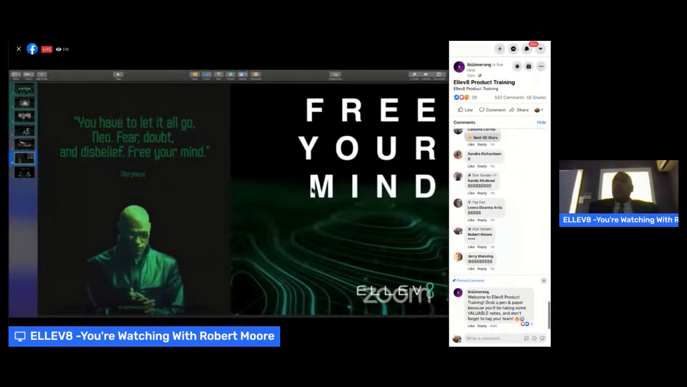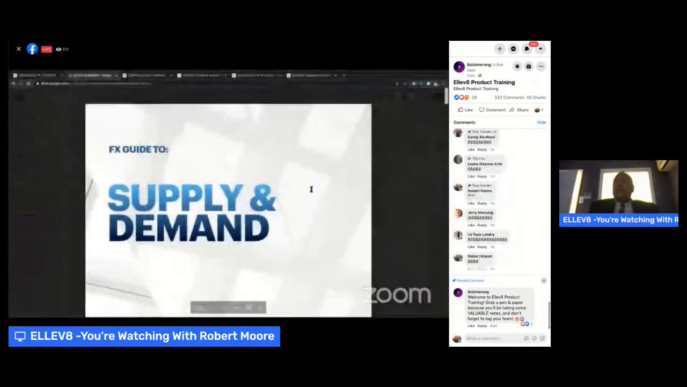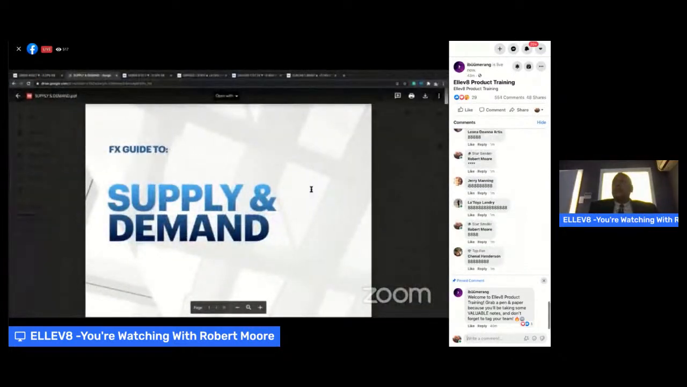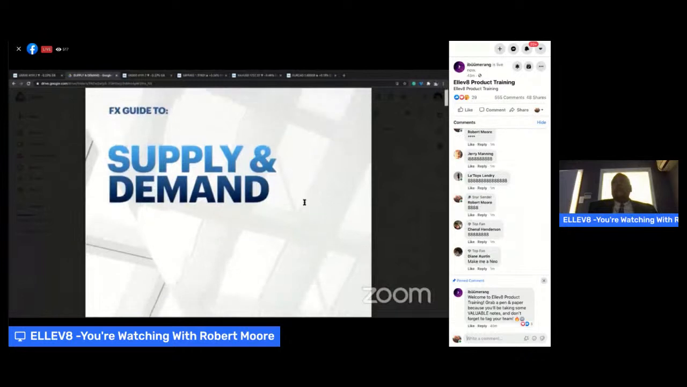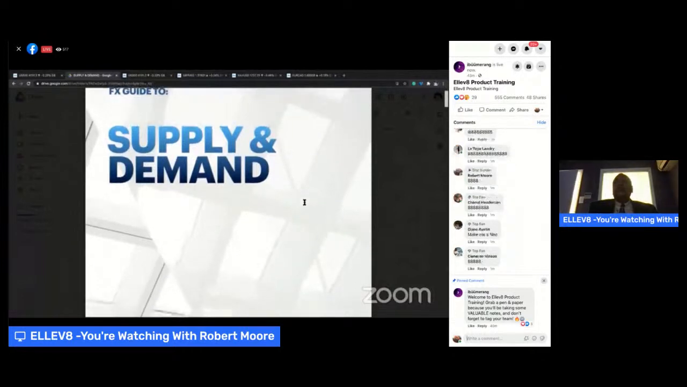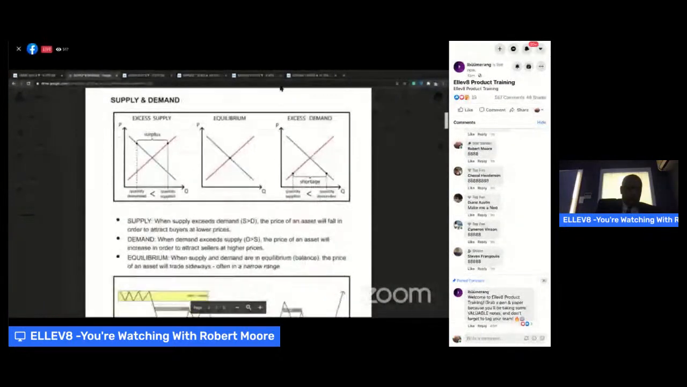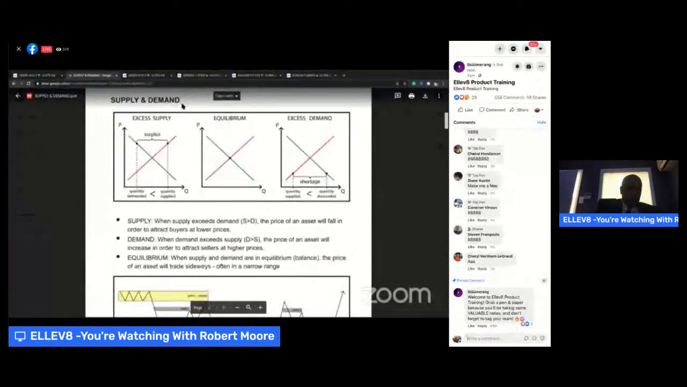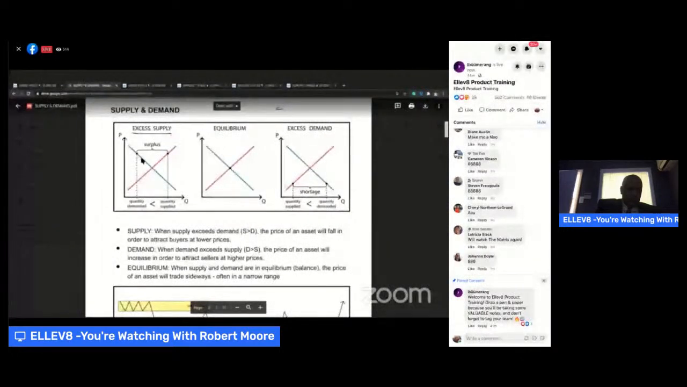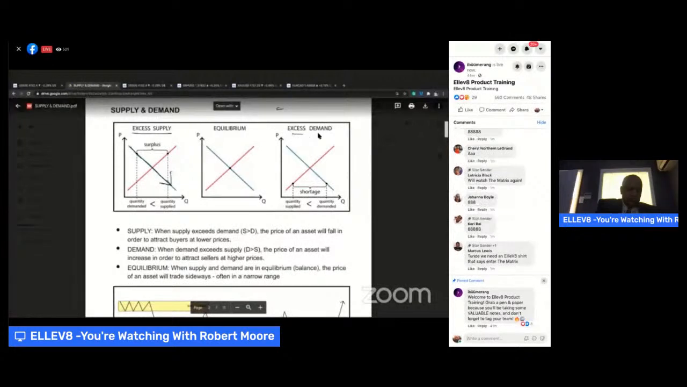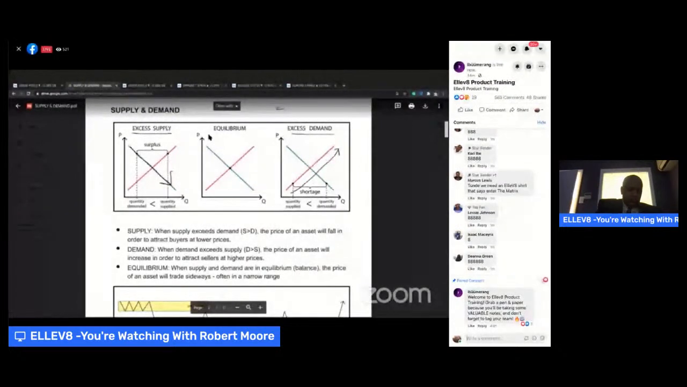So first things first, we look at the market as supply and demand. I have over 10 pages of information, but I'll just go over a couple of slides, and this is exactly how I see things. When we have too much supply, the market falls. When we have too much demand, the market rises. The most important thing you can know about supply and demand is equilibrium, when both are equal.